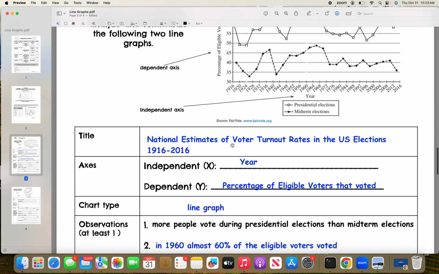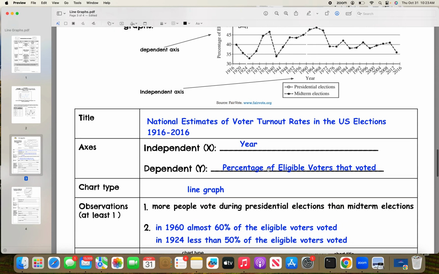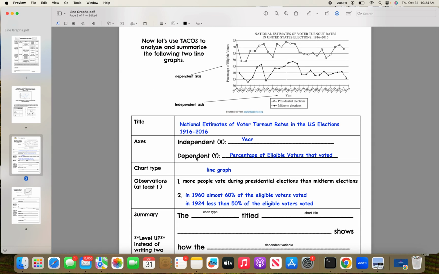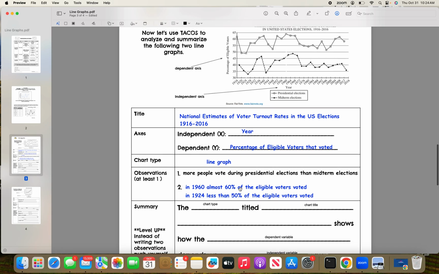All right. So go ahead and fill out your title. It's a long one. It's right there. The independent axis we just discussed is the years. The dependent axis is the percentage of eligible voters that voted. All right. What type of graph is this? A line graph. We are studying line graphs, all right?